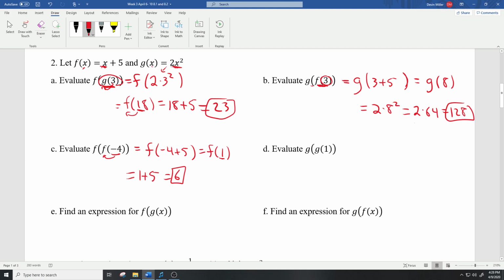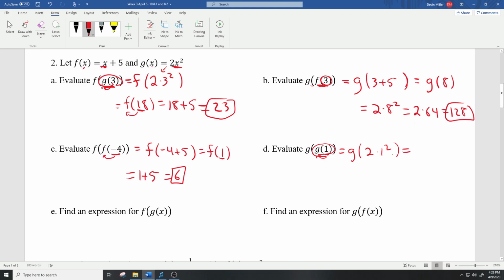So we have g of g of 1. Now we're using g twice, which is okay. We're allowed to do that. We're going to plug in 1 into the g function. So plug in 1 here. Now we're only using the g function this time. So it's going to be g of, we're evaluating the inside here now. 1 goes into this here. So it's going to be 2 times 1 squared.